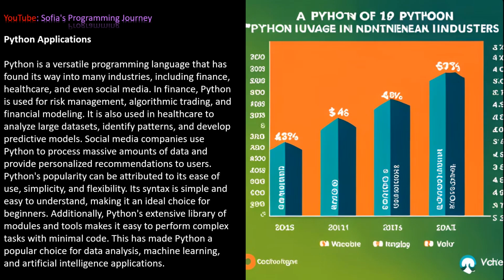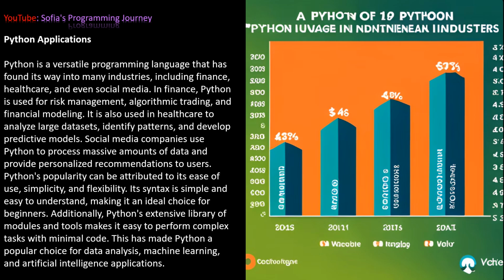Python is a versatile programming language that has found its way into many industries, including finance, healthcare, and even social media. In finance, Python is used for risk management, algorithmic trading, and financial modeling. It is also used in healthcare to analyze large data sets, identify patterns, and develop predictive models. Social media companies use Python to process massive amounts of data and provide personalized recommendations to users.